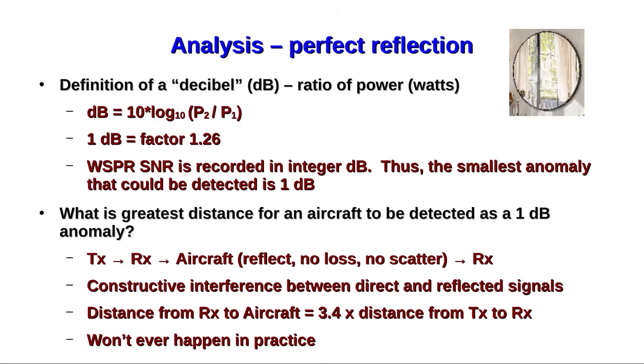What is the greatest distance for an aircraft to be detected as a 1 dB anomaly? Let us consider the bistatic geometry of a transmitter to receiver to aircraft, perfect reflection, then back to the receiver.